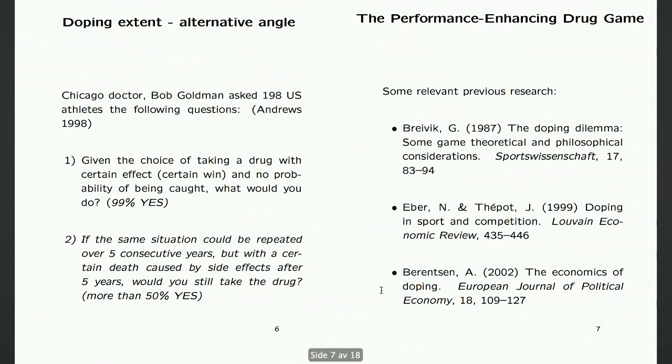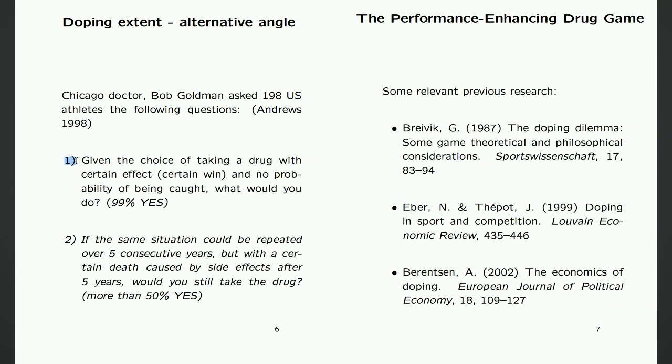Okay, let's move on. Let's look at an alternative angle of doping extent. There was a nifty little piece of research done by Chicago Dr. Bob Goldman in 1988, where he asked 198 US athletes the following 2 questions. The first one was: given the choice of taking a drug with certain effect, meaning a certain win, and no probability of being caught, of course underlying that it is still illegal to do this, what would you do? Of these 198 US athletes, 99% answered yes to this question.